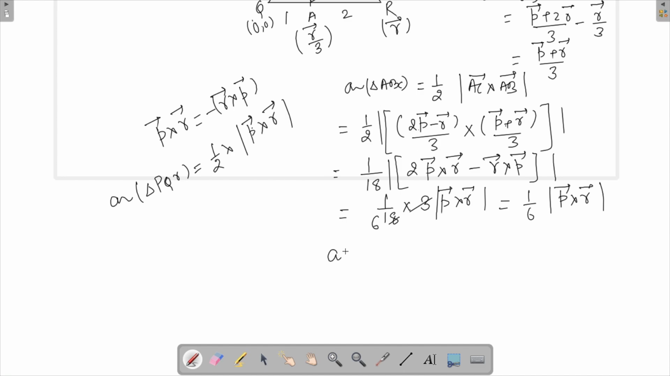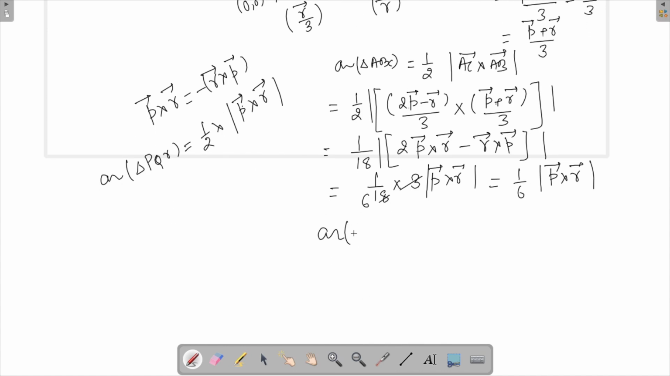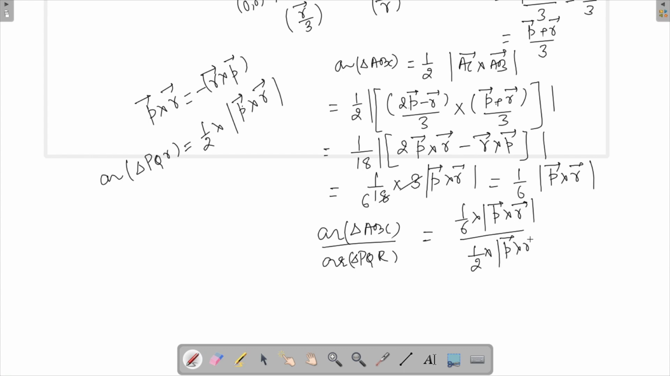Now, if you can see this, if I divide area of triangle, what I have to find out? Area of triangle ABC upon area of triangle PQR, right? So that will be 1 by 6 into P cross R upon 1 by 2 into P cross R, right? So this will cancel out. What I'm left with is 1 by 3.